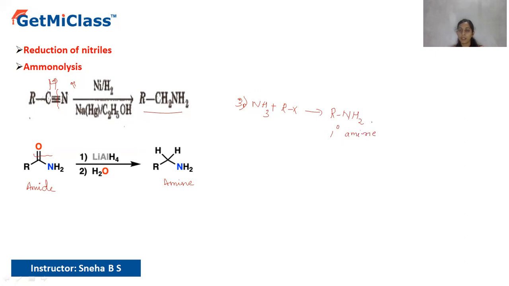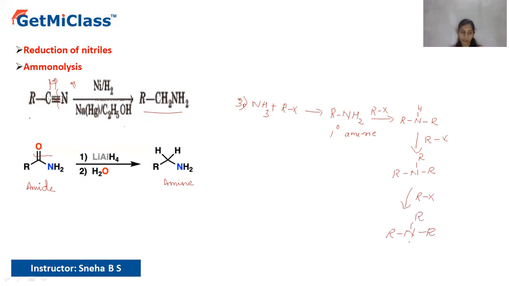Again, if you treat this primary amine with another molecule of alkyl halide, successive replacement takes place, so that we are going to get a secondary amine. If I again continue with another molecule of alkyl halide, you are going to get a tertiary amine, R3N. Again, if I treat with another molecule of RX, you are going to get R4N+.